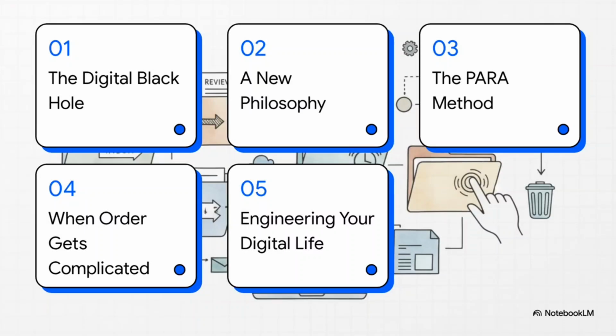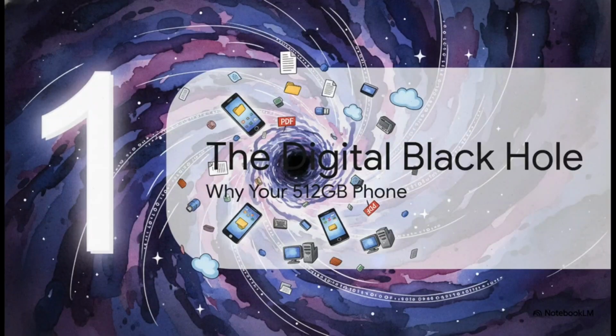So, here's our roadmap for today. We're going to start by staring into that digital black hole. Then, we'll explore a totally new way of thinking about organization. We'll get practical and break down something called the PARA method, but we'll also talk about where even that can get messy. And we'll wrap up by looking at how you can become the engineer of your own digital life.